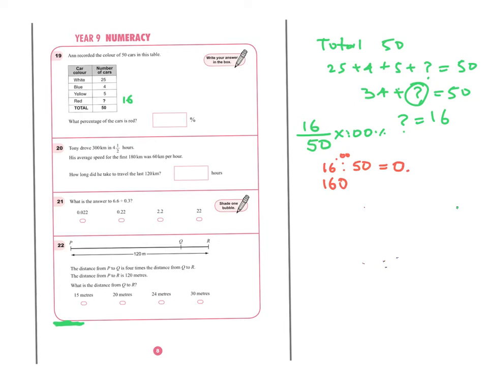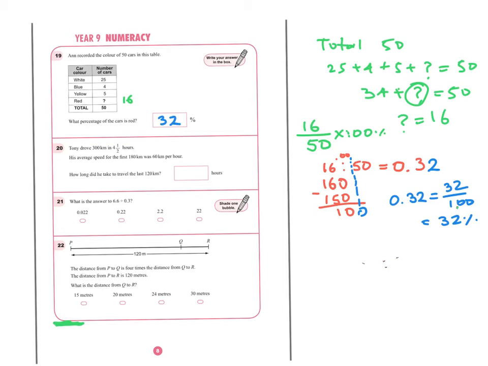5 times 3 is 15, so 5 can go 3 times. 3 times 50 is 150. Now, what's the difference between 160 and 150? It's 10. Now, again, you drop this imaginary 0 here, so it's going to give us 100. 50 goes into 100 2 times, so it's 0.32. But now, to convert, 0.32 is the same as 32 out of 100, which is the same as what? 32%. So therefore, the percentage of red cars is 32.